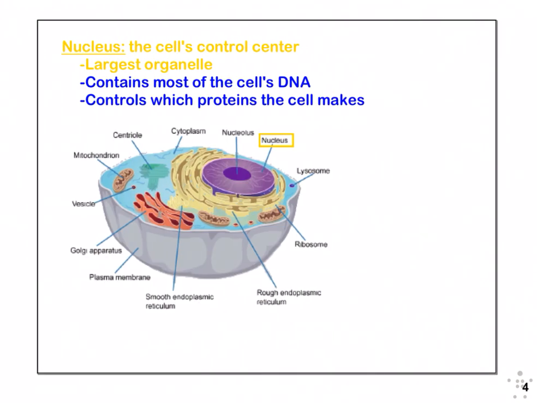The nucleus. This is the cell's control center. This will be the largest organelle. It contains most of the cell's DNA, and it controls which proteins the cell makes. This is the boss. It is the instruction center. Within the nucleus is a very dense area called the nucleolus. And the nucleolus is the ultimate control center. Does that make sense? Okay. We don't need many more details than that.